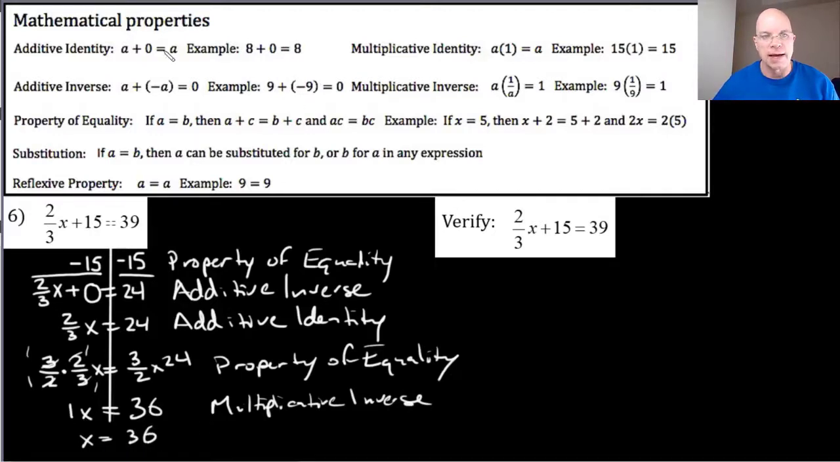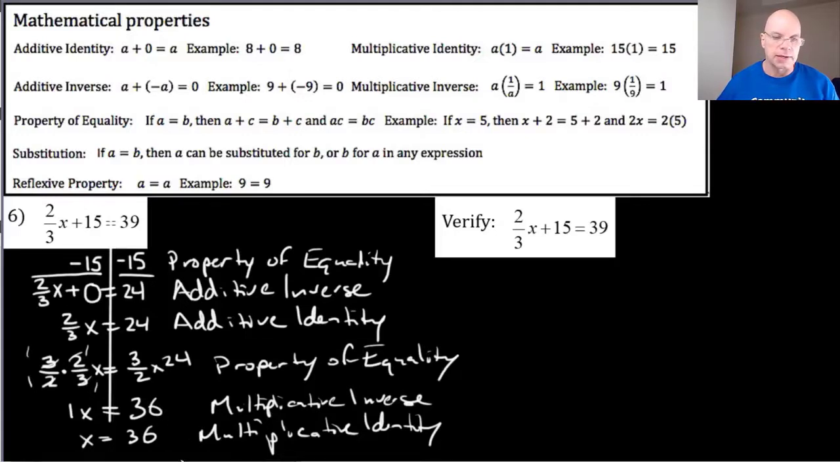The same way that you can add 0 to something without changing its identity, you can multiply something by 1 without changing its identity. That's the multiplicative identity. You use that every time you multiply fractions by, for example, 2/2 or 5/5. In order to get a common denominator, you're using the multiplicative identity.